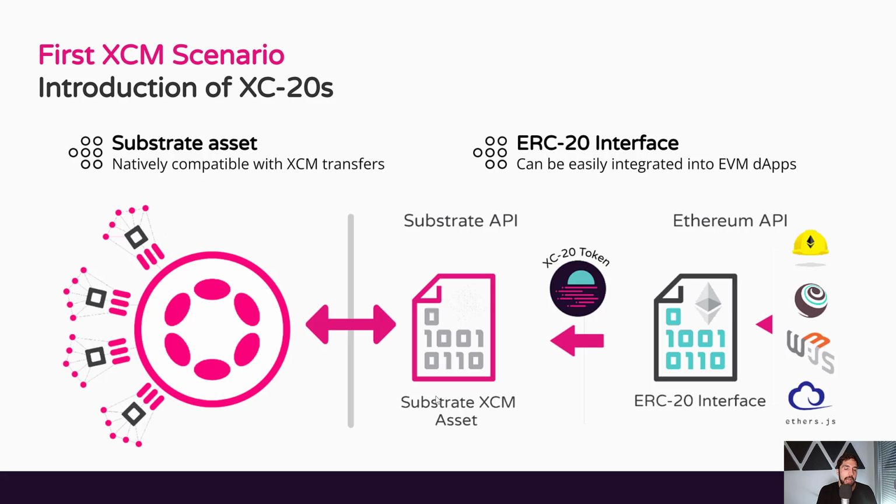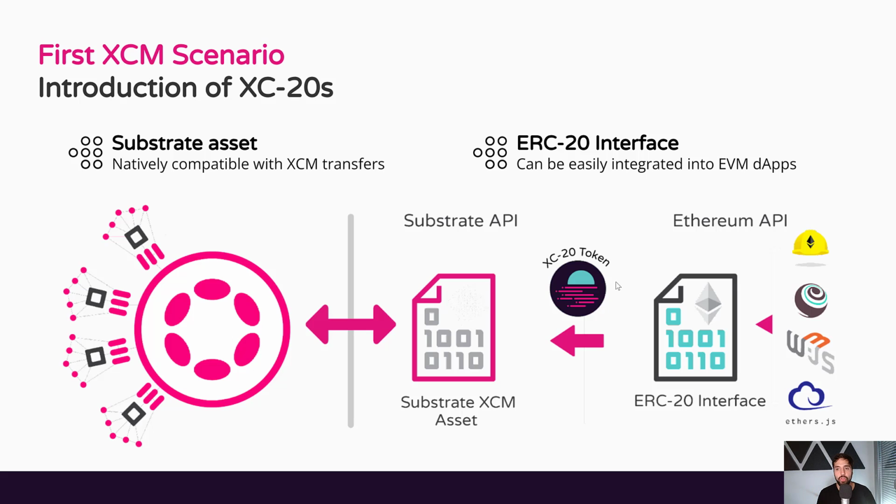XC comes from the cross-chain terminology. The cool thing is that you can access these XC20s from tools like Hardhat, Truffle, Web3 JavaScript, Ethers, or Web3 Python if you're a Python person, as a regular ERC20. But you can also use other precompiles like X tokens to send these XC20s around.